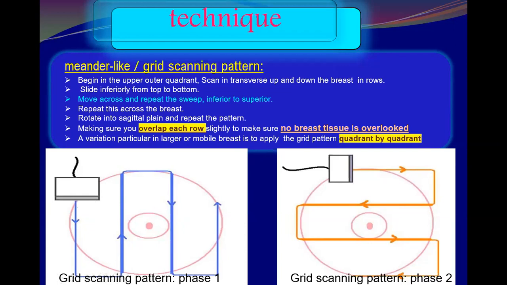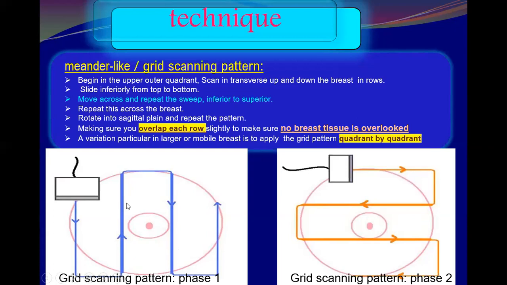And don't forget to scan the retroareolar region. So we have 5 zones: upper outer, upper inner, lower inner, lower outer, and subareolar region. 5 zones. If the breast is big, go through the 5. If the breast is small, you can go through the whole breast. At the same time, with overlapping, you have to overlap so as not to miss lesions.